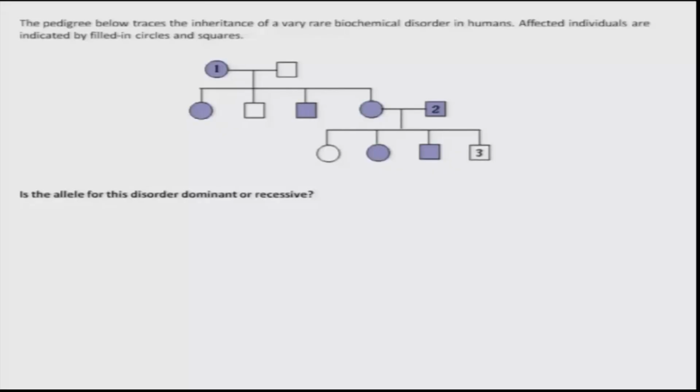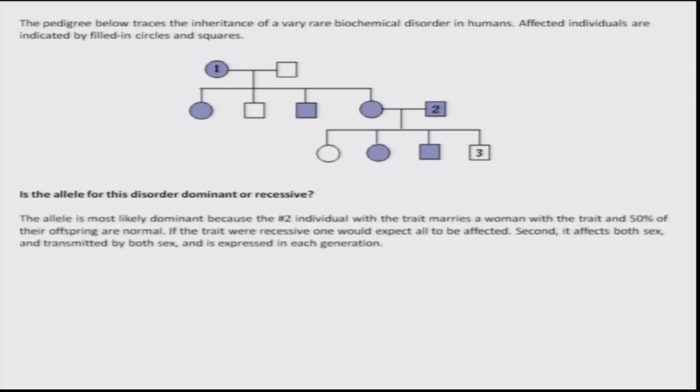This is one example. The pedigree given here traces the inheritance of a very rare biochemical disorder in humans. Affected individuals are indicated by the filled symbols that you have seen. So, every individual shown filled has this particular disorder. So, the question is, is the allele for this disorder dominant or recessive? Is the phenotype resulting from a dominant condition or a recessive condition? That is the question that we ask.